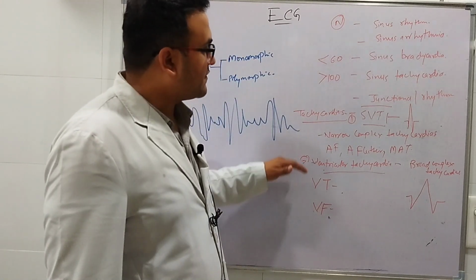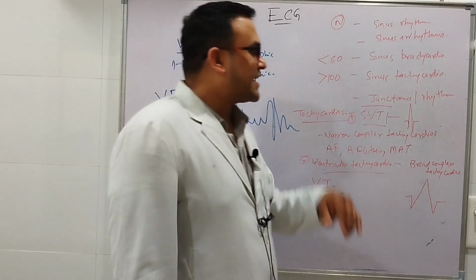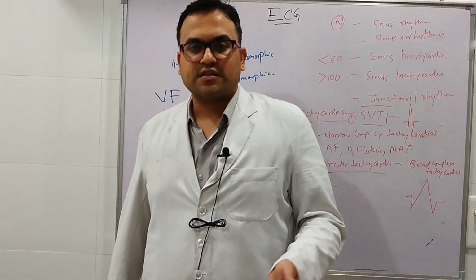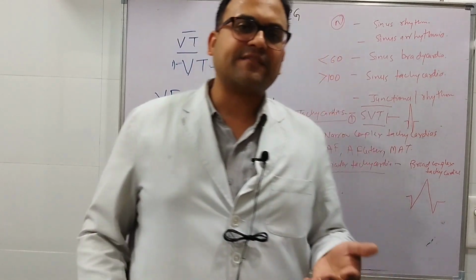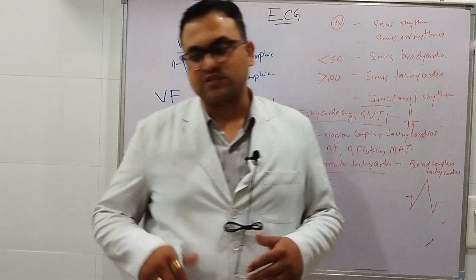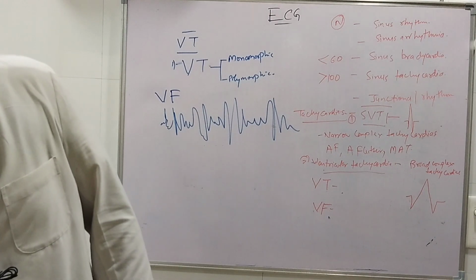So we have discussed all the tachycardias. One more is there, junctional tachycardia. It is also a type of supraventricular tachycardia. It will look like a sinus tachycardia with an absent P wave. There will be no P wave. There will be QRST, QRST, QRST, and there will be tachycardia. It is called junctional tachycardia.